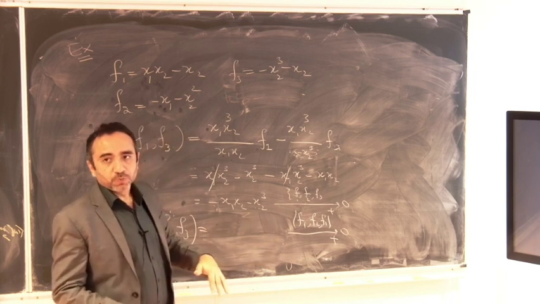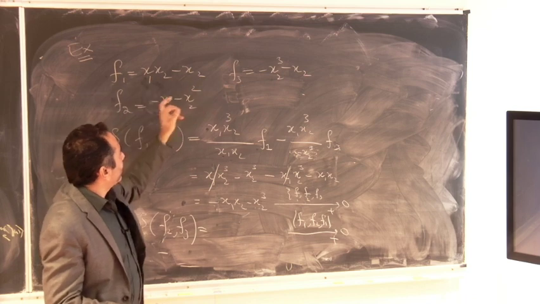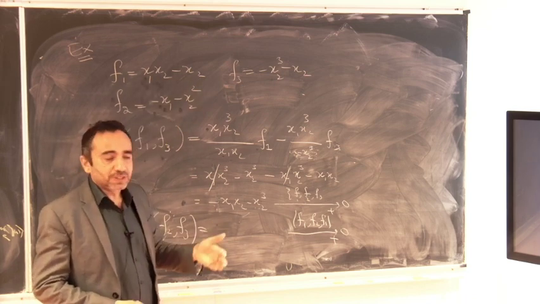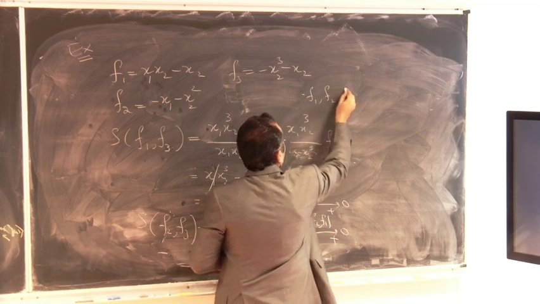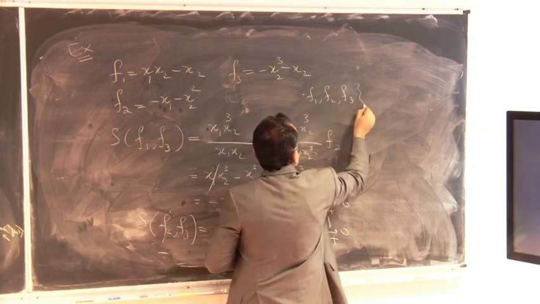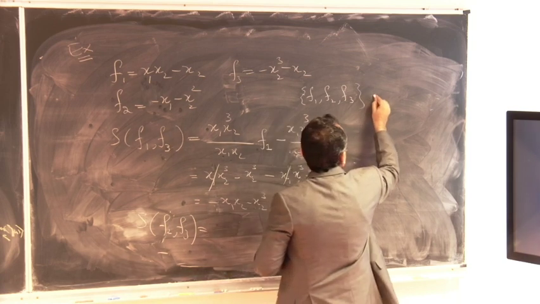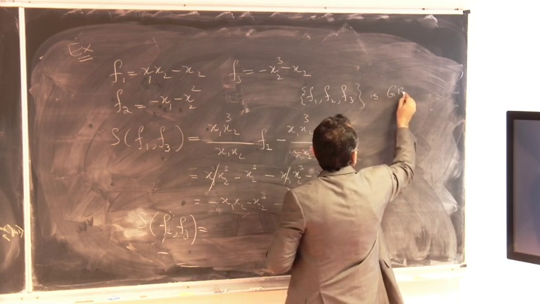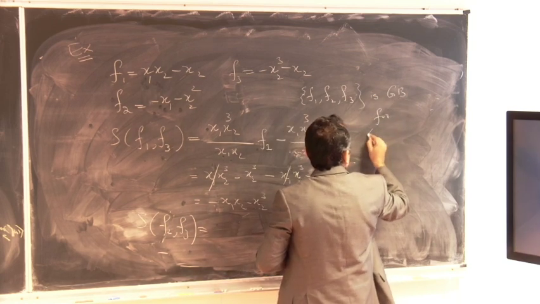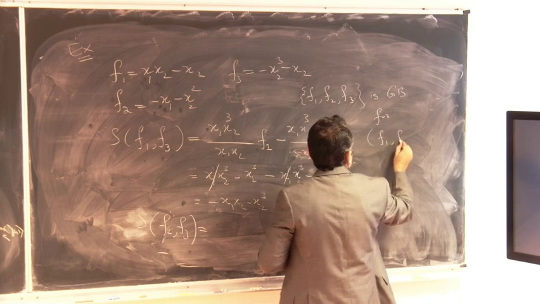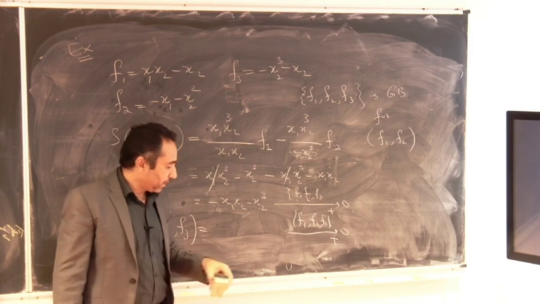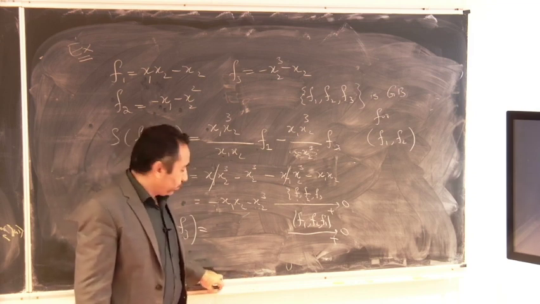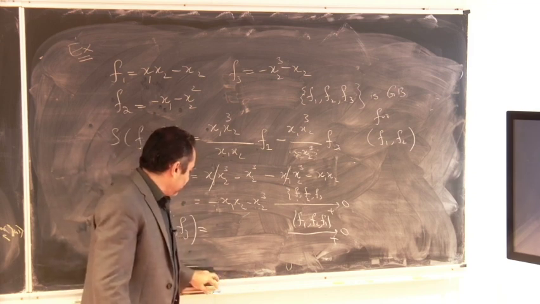So what is the output? The output is F1, F2 and F3, which is the Gröbner basis for the ideal generated by F1 and F2. This is how we can apply the Buchberger algorithm to compute the Gröbner basis of a given set of polynomials.